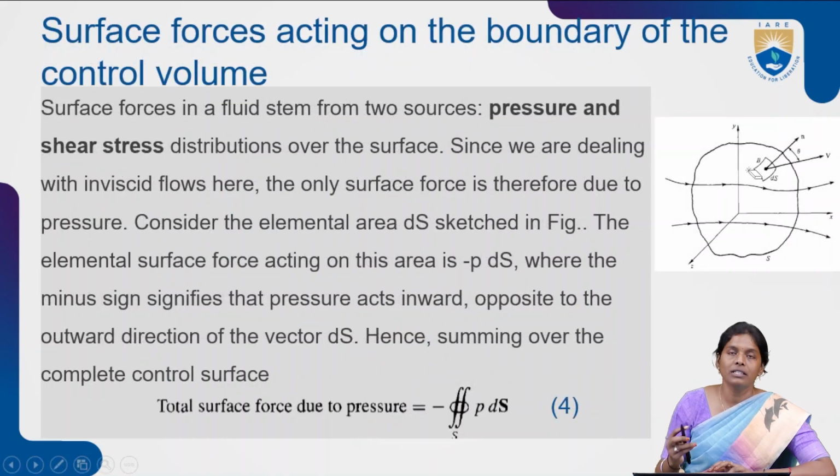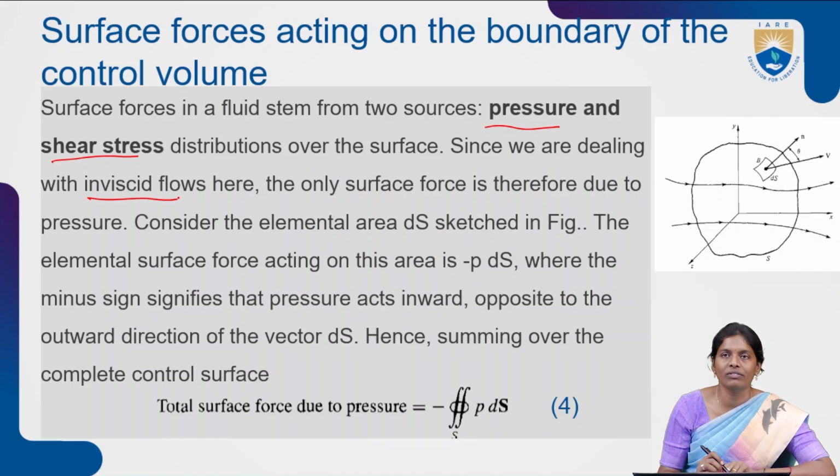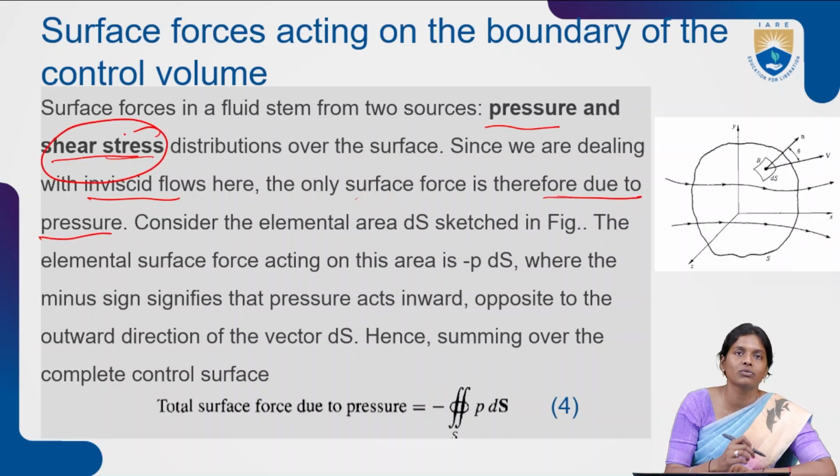Coming to the surface forces acting on the boundary of the control volume. These surface forces in a fluid stem from two sources: one is pressure, and the other is the shear stress distribution over the surface. Now we are dealing with inviscid flow, so we will not have a shear stress term. Only the surface forces due to pressure remain, since we are considering the fluid as inviscid flow.